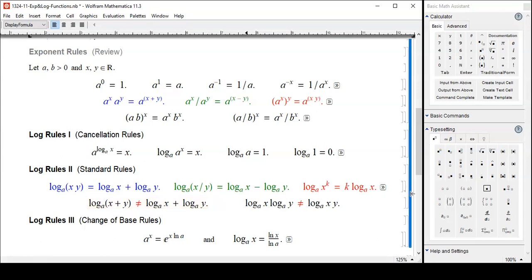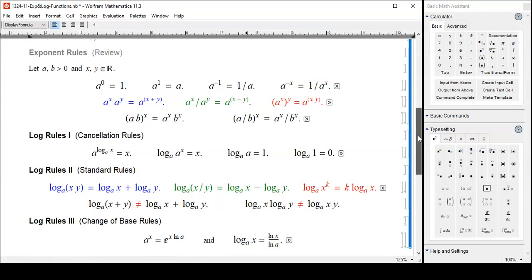I guess that's it for log rules here. The use of log rules, the bulk of the applications, are diverted to next week. So we're going to talk about those next week, and at that time, we'll have to review some of these again. For now, that'll have to do.